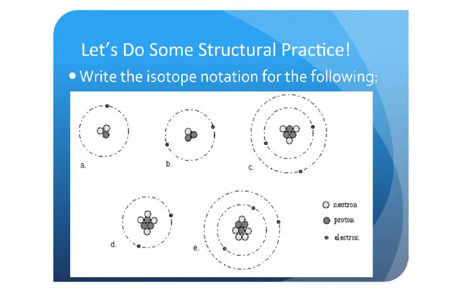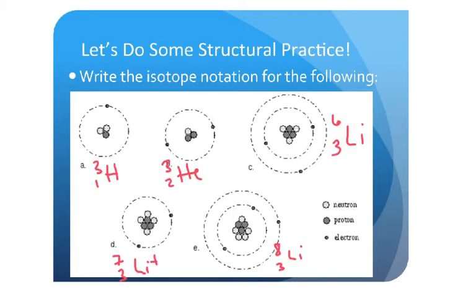So let's do some structural practice. You'll notice down here in the bottom right there is a key telling you which circles stand for neutrons, protons, and electrons. Pause the video and write the isotope notation for each of these 5 pictures. Then I will reveal the answers.